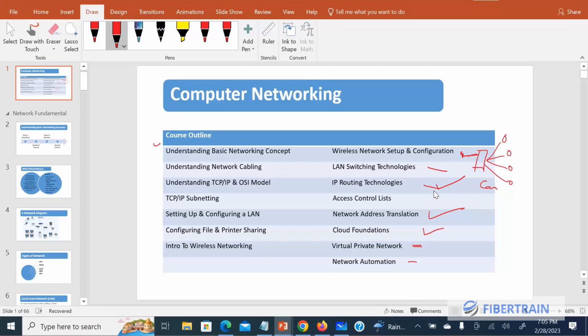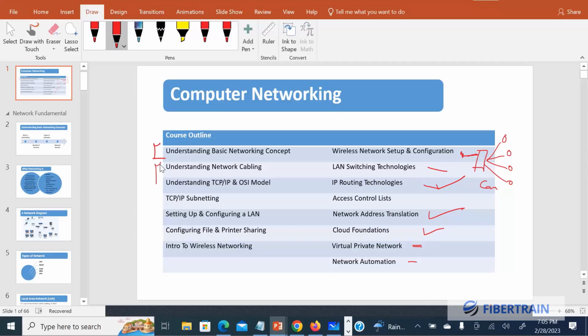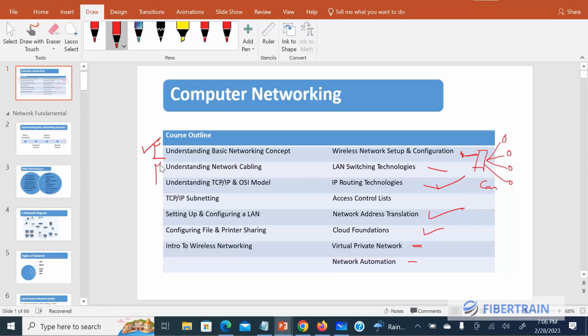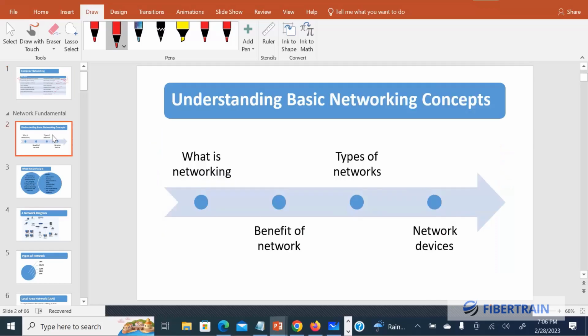I would like us to cover just this one today so that we take it gradually as we progress in the training. We might cover 2 or even 3 topics per class. But for today, let's just take this one, and then we start on network cabling in another class. So let's look at understanding basic networking concepts.